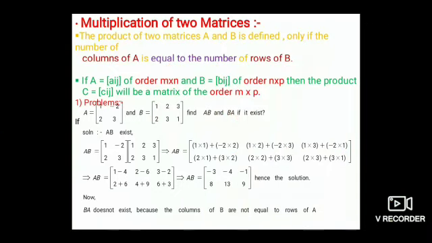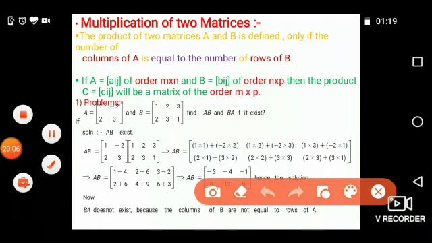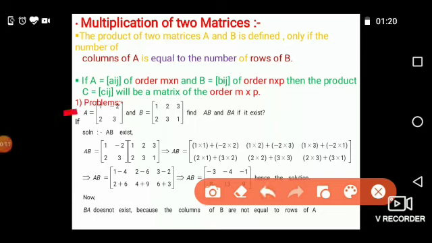Let me start with one example. Consider matrix A, with the first row 1, minus 2 and second row 2, 3, and B, with the first row 1, 2, 3 and the next row 2, 3, 1. Find AB if it exists and find BA if it exists.